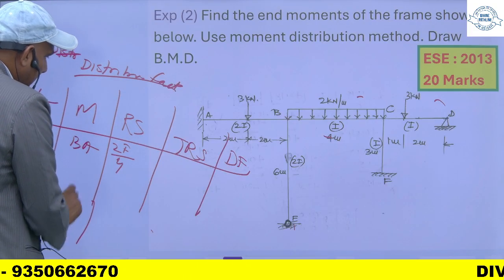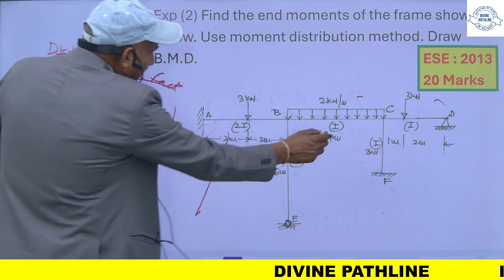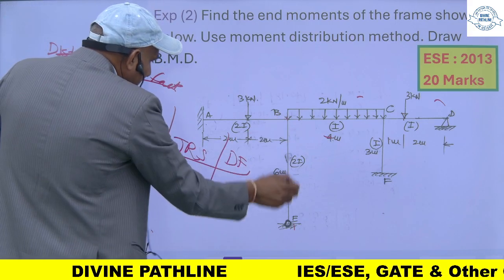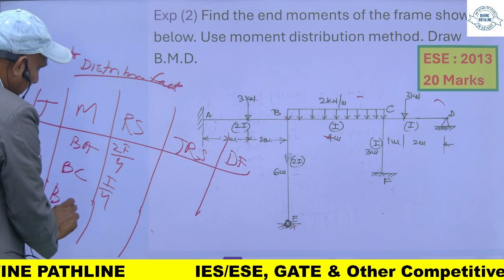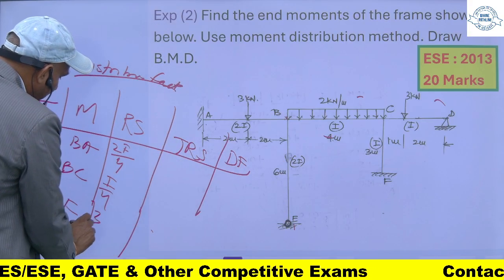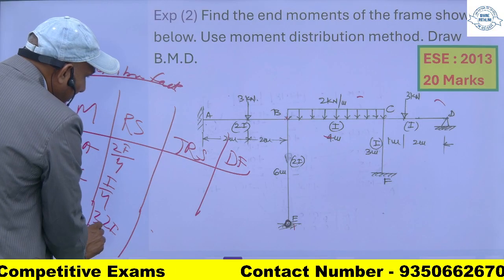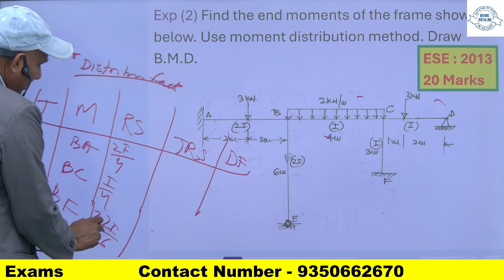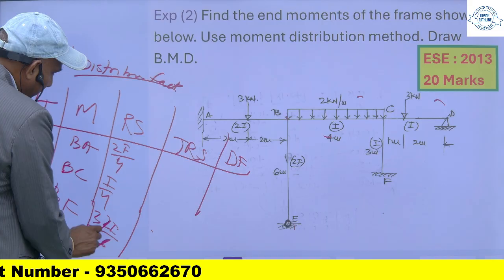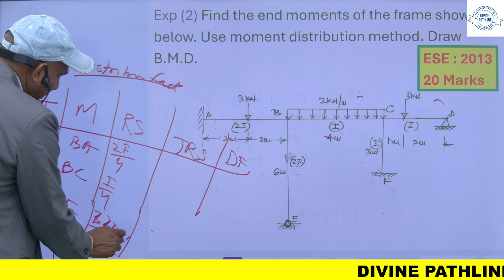So for this member BC, it will be I upon 4, and for this member BF, since this end is hinged, it will be 3 by 4 times I upon L. I is 2I upon 6. So this will be 3 into 2, and this is 2. So it is I by 4.